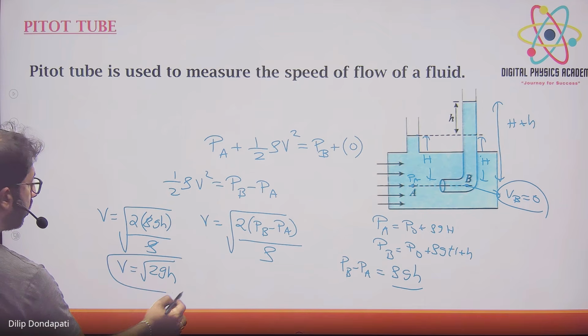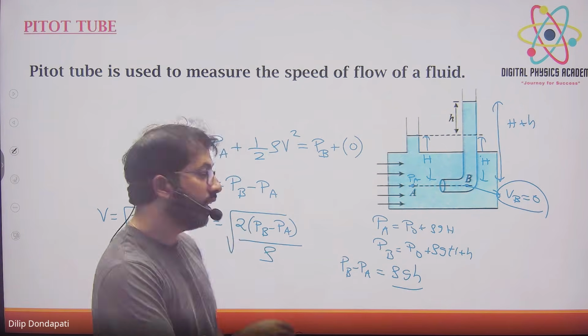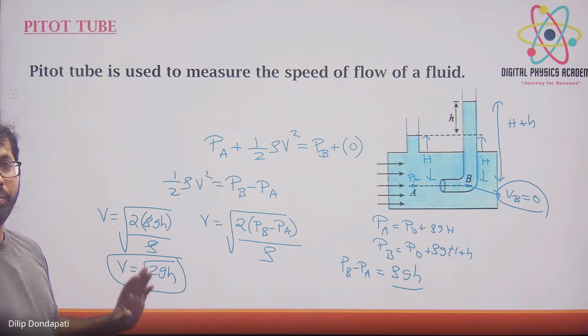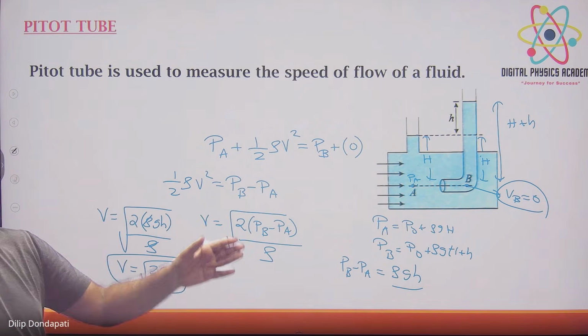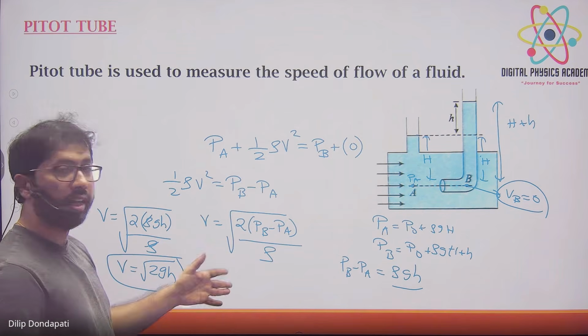h is the difference of the height. Taking the difference of height, we can directly use this formula, under root 2gh. It is easier than the Venturimeter. But if they give Venturimeter, you have to go for the Venturimeter method. But normally in practical application, the pitot tube is easy to measure. Under root 2gh directly, that's it.